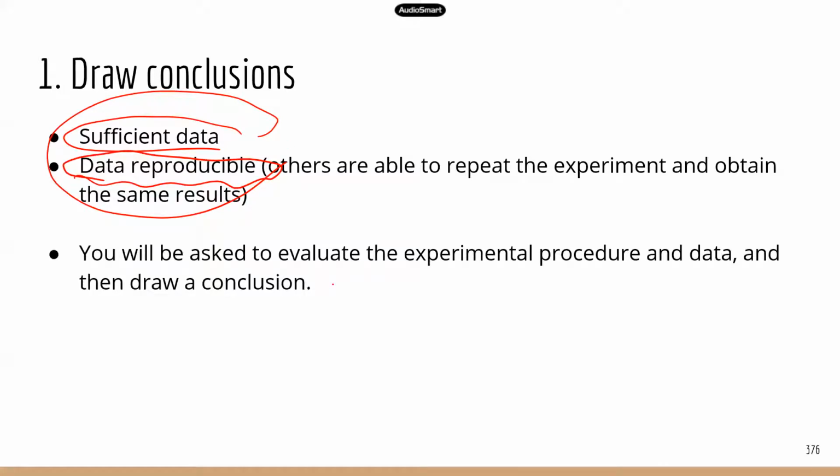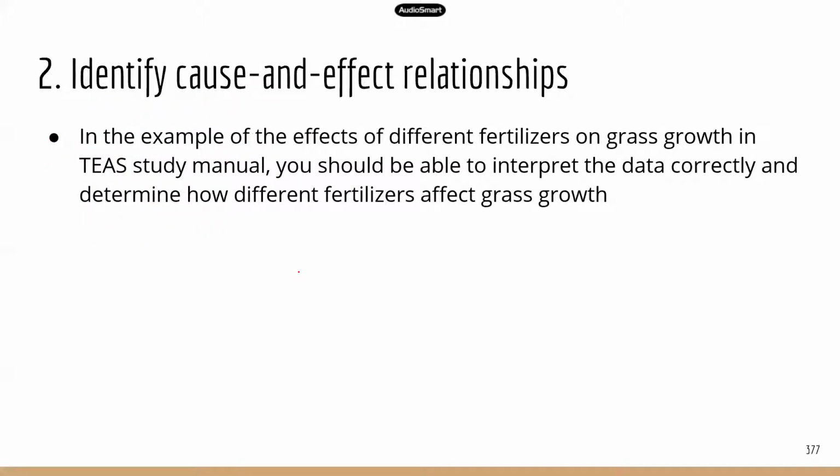You will be asked to evaluate the experimental procedure and data, and then draw a conclusion. Again, later I'll show you an example. So I made up some data, and you can look at the data and see what kind of conclusion you can draw based on what's provided to you. Second, identify cause and effect relationship.